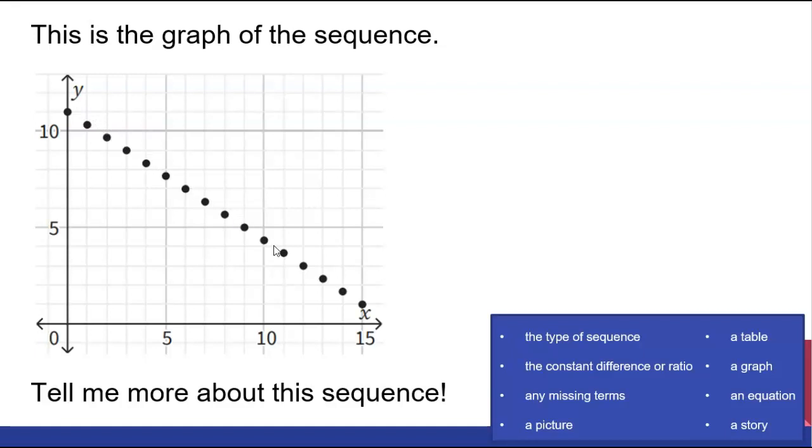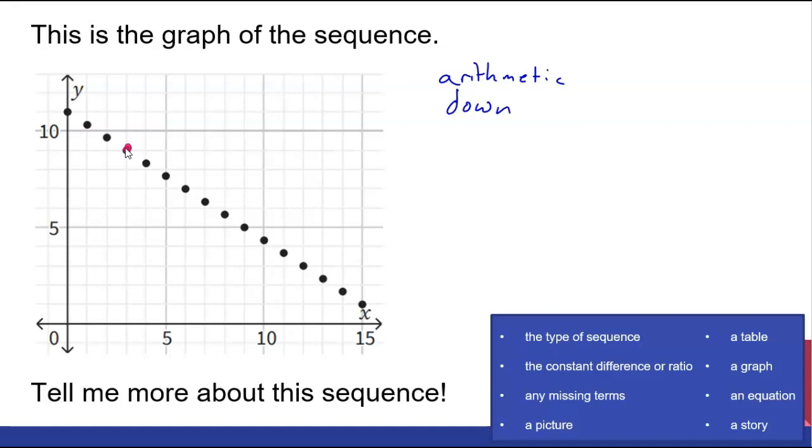Well, we see that it's a straight line, so what type of sequence would that be? It's going to be an arithmetic sequence. Looks like it's going down, so it's going down. How about the slope? Do we know what the slope of this line is? How do we find that out?